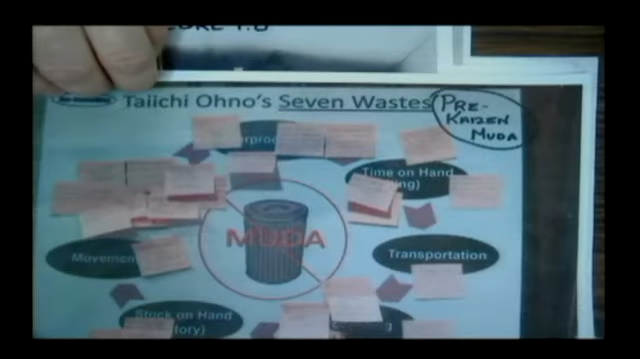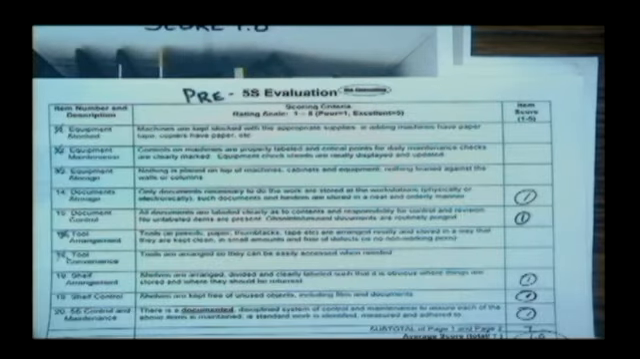Part of our RPIW work included a waste or MUDA walk in order to observe the MUDA on the unit and within the processes on the unit. This is our pre-Kaizen waste wheel. As you can see, we found a lot of waste and many areas for improvement.